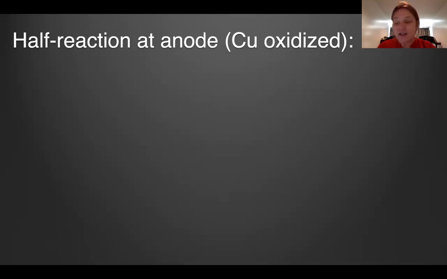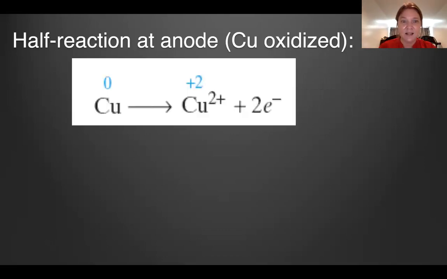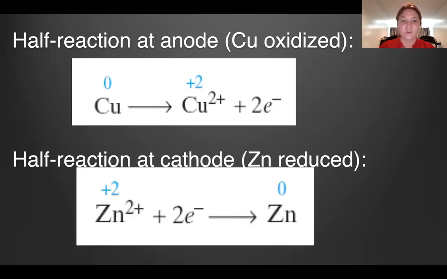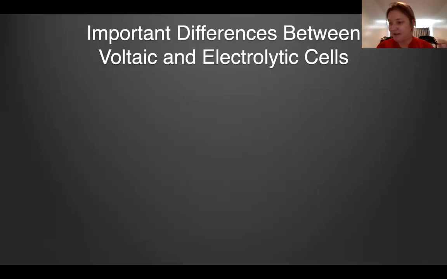So the half reaction at the anode, where copper is oxidized, is just the oxidation of copper. The half reaction at the cathode, where zinc is reduced, is the zinc ion in the zinc sulfate solution gaining the 2 electrons that are lost from the copper strip and forming solid zinc.